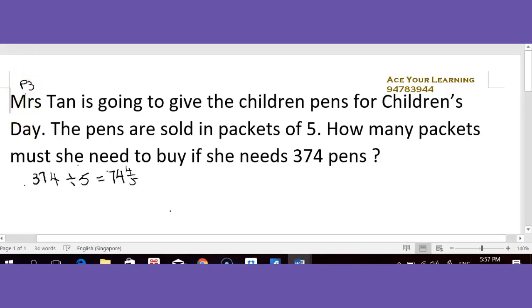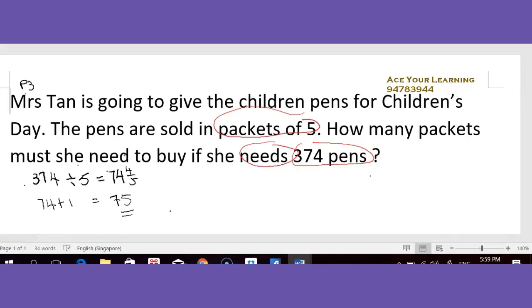Now I'm going to show you the working. We will have to take 374 divided by 5, and you will get 74 4/5. What does this 74 mean? It means that you have 74 packets with 5 pens inside. But these 74 packets of 5 pens is not enough. It's less than 374 pens. Since 74 packets do not give you 374 pens, you need to buy another 1 more packet. So in the end, you need to buy 75 packets.